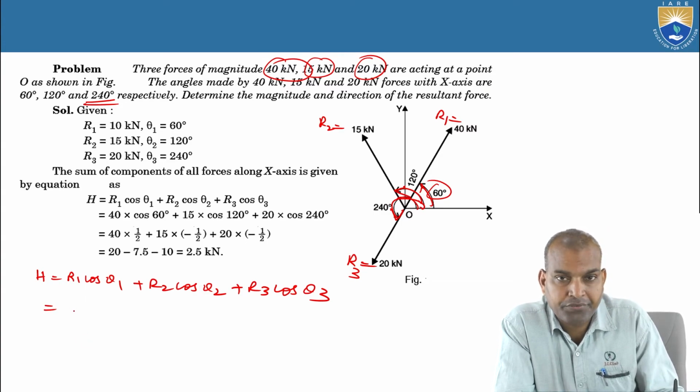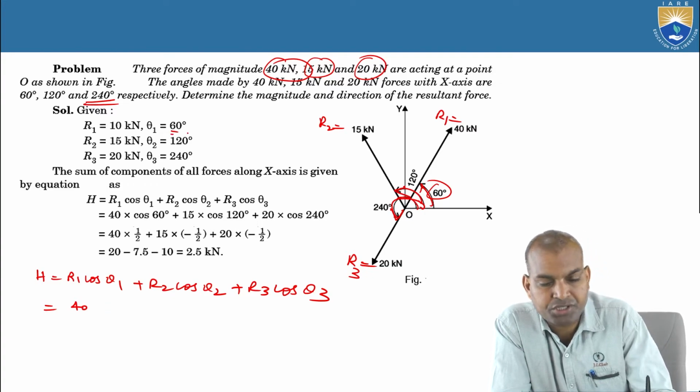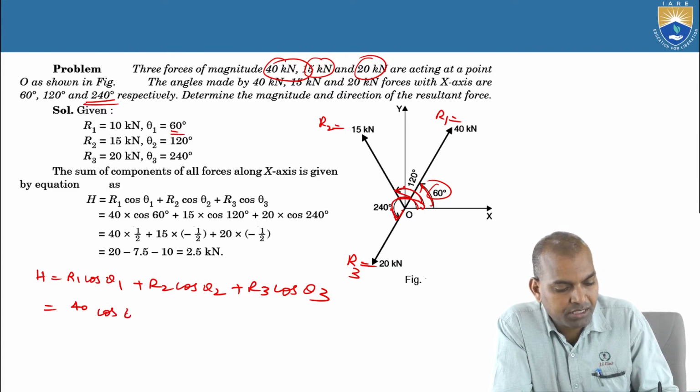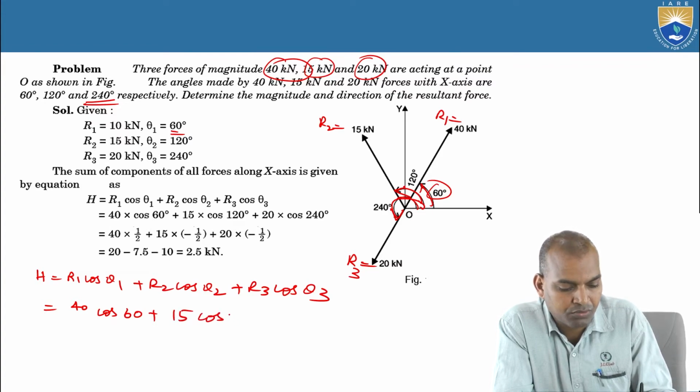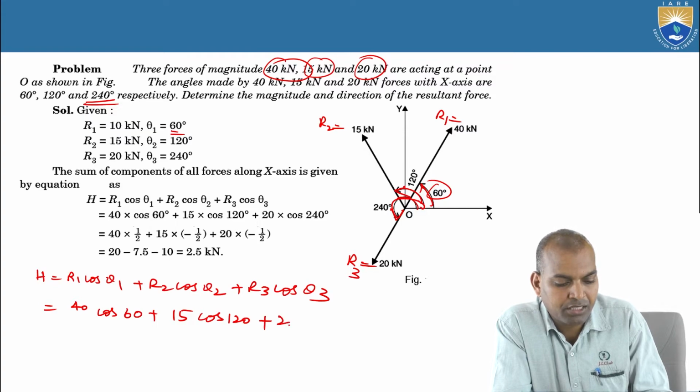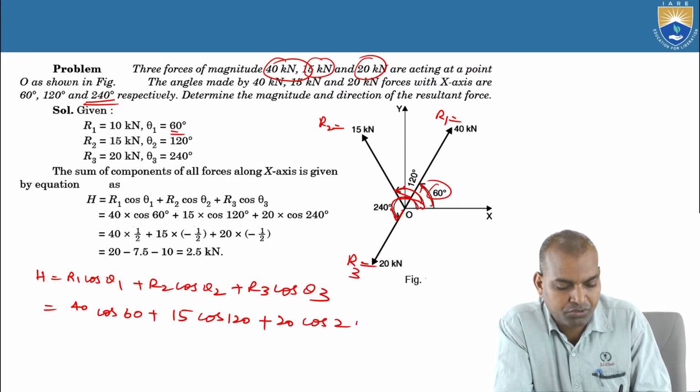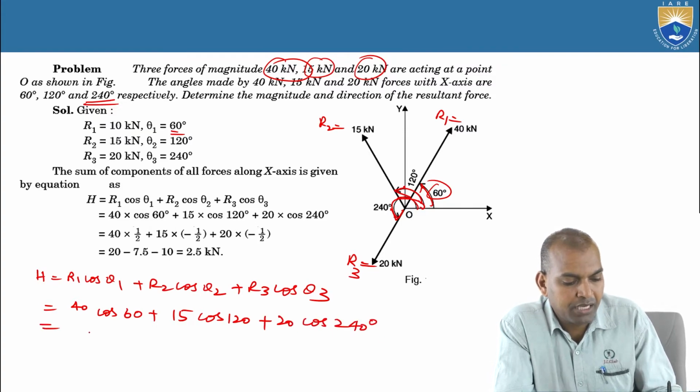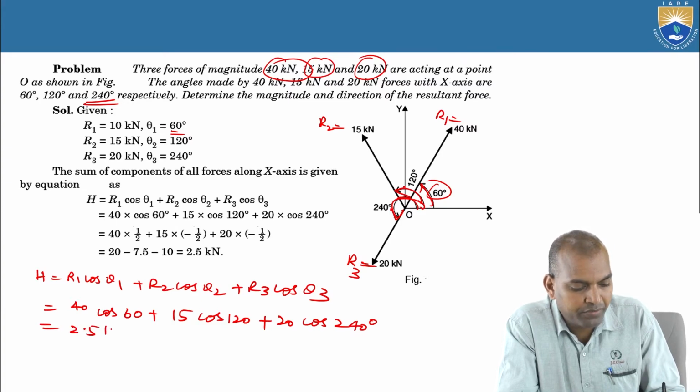Now here, what is the R1 value? Substitute directly 40. What is theta 1? Theta 1 equal to 60 degrees. Cos 60 degrees plus R2, that is 15 kilonewtons, cos theta 2, 120 degrees, plus R3, 20 kilonewtons, cos theta 3, 240 degrees. This H value is obtained as 2.5 kilonewtons.